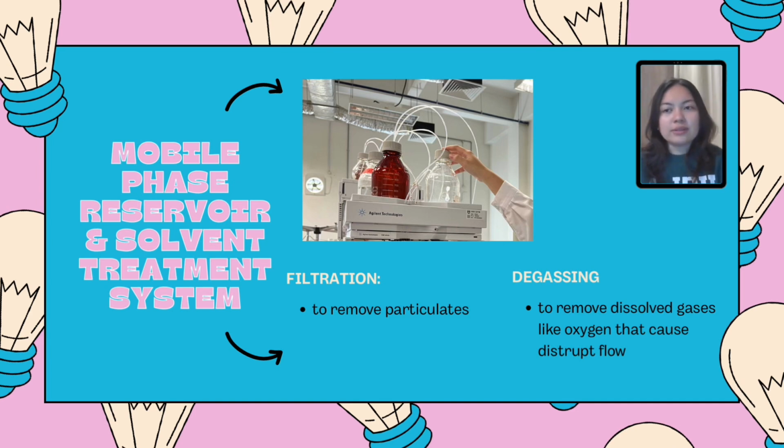In the solvent treatment system, before reaching the pump, the solvent undergoes treatment, which includes filtration to remove particulates using 0.2 or 0.45 micrometer filters, and then degassing to remove dissolved gas like oxygen, which can cause bubble formation and disrupt flow. Degassing can be done by helium sparging, vacuum filtration, or ultrasonication. Proper solvent treatment ensures stable pressure, accurate flow, and consistent detector response.